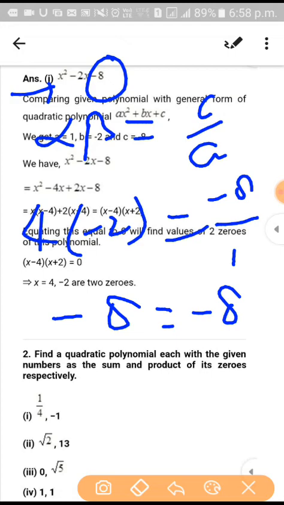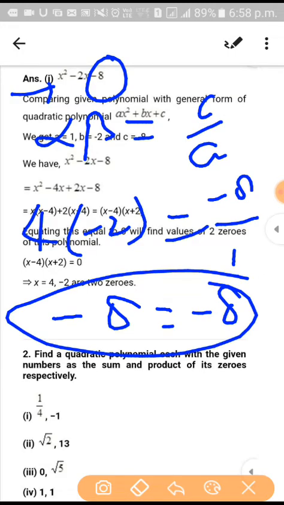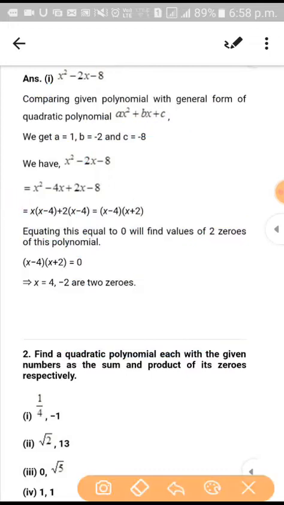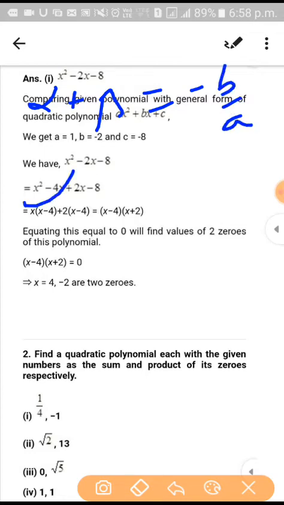So here we have verified that the sum of zeros, alpha plus beta, is equal to minus b upon a, and the product of zeros, alpha into beta, is equal to c by a. This is how you have to do the rest of the parts.